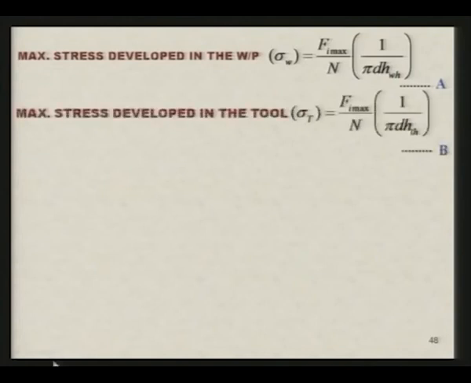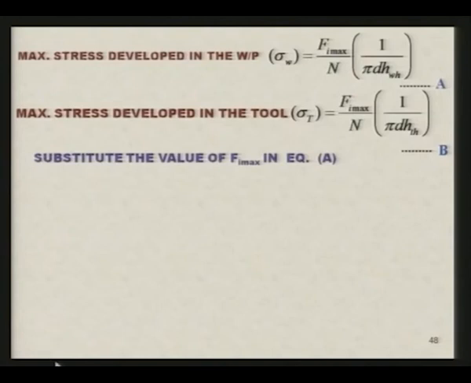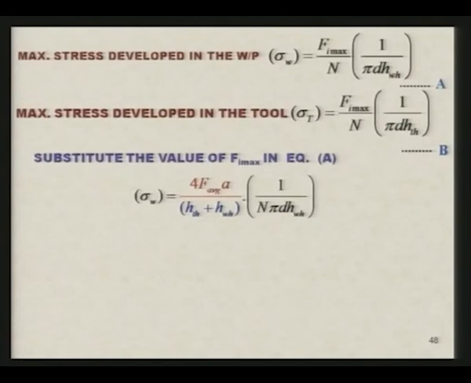Same way you can find out the maximum stress developed in the tool, that is sigma_T is equal to F_i maximum divided by N within bracket 1 over (pi d h_T). Now, substitute the value of F_i maximum in the above equation A, then you get the stress sigma_W in the workpiece, that is 4 F average A divided by (h_T plus h_W) multiplied by 1 over N pi d h_W.